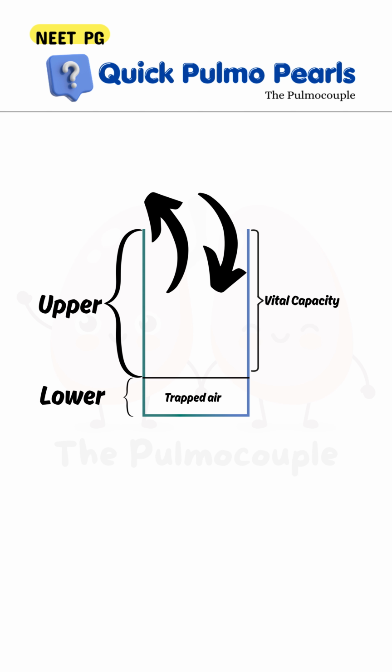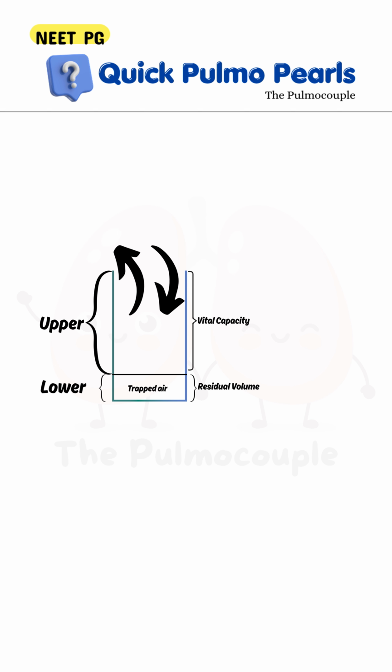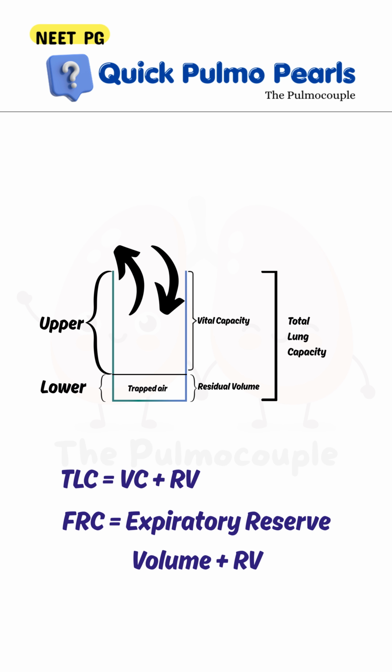So with spirometry, we can measure the vital capacity, the amount of air you can breathe in and out. But what about the air in the lower compartment? That's the residual volume, the air that remains in the lungs after maximal exhalation. And since this air never leaves the lungs, spirometry cannot measure it. And because spirometry cannot measure residual volume, it also cannot measure total lung capacity or the functional residual capacity.